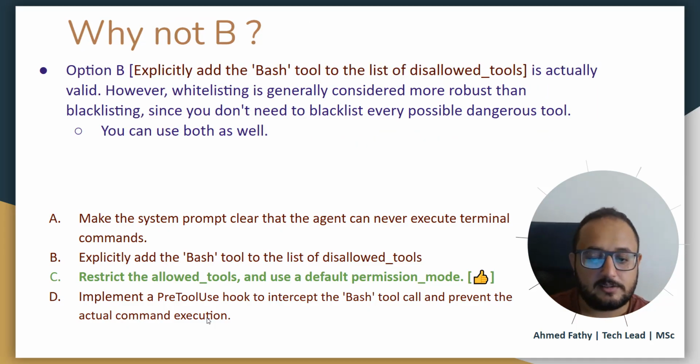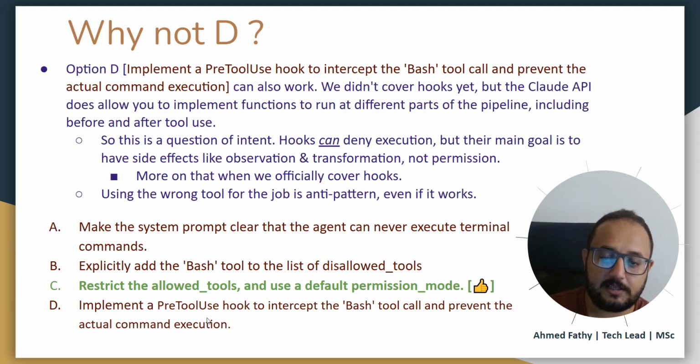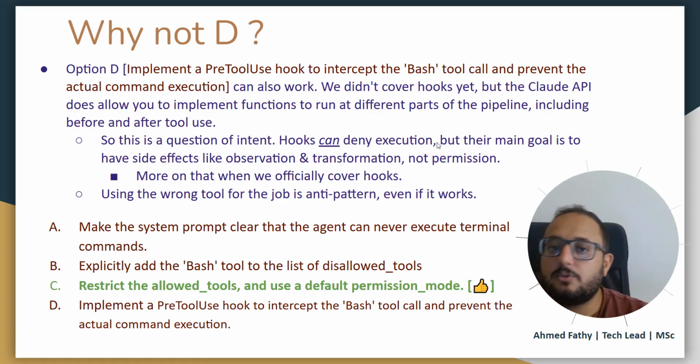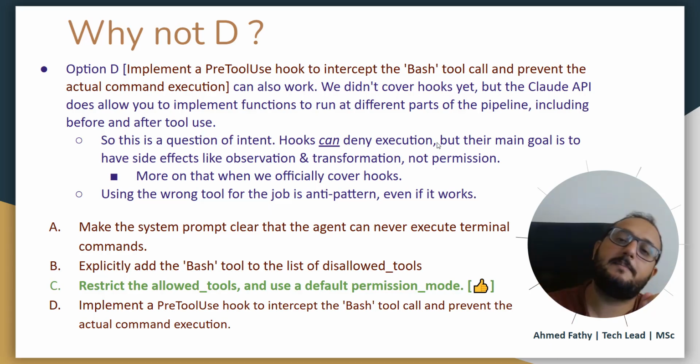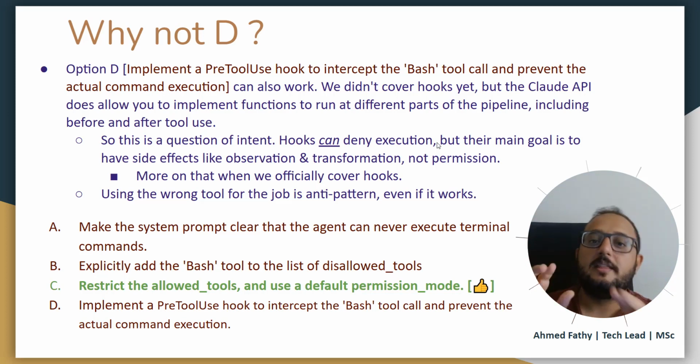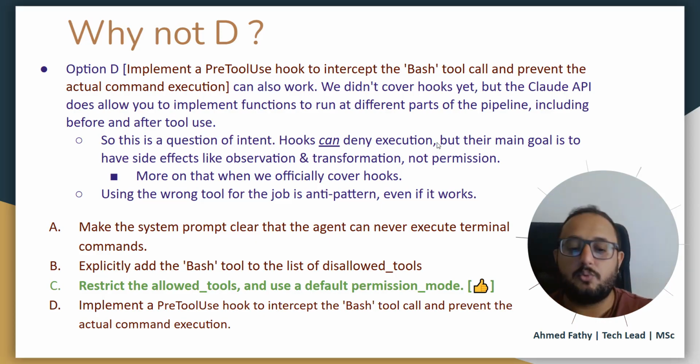And here I describe what I said, so let's just skip it. So why option B is not good, why option D is not good. Hooks can deny execution, but their main goal is to have side effects like observation and transformation. So you can use hooks, for example, to make sure that the inputs to the tool are as you expect, or to transform them, for example, convert from integer to float, or from meter to inch. Or to run observability, just to have some logs, to push some logs to a server or to a file to say that this tool is now being requested to be called. You can do this. So this is what hooks are mainly for.